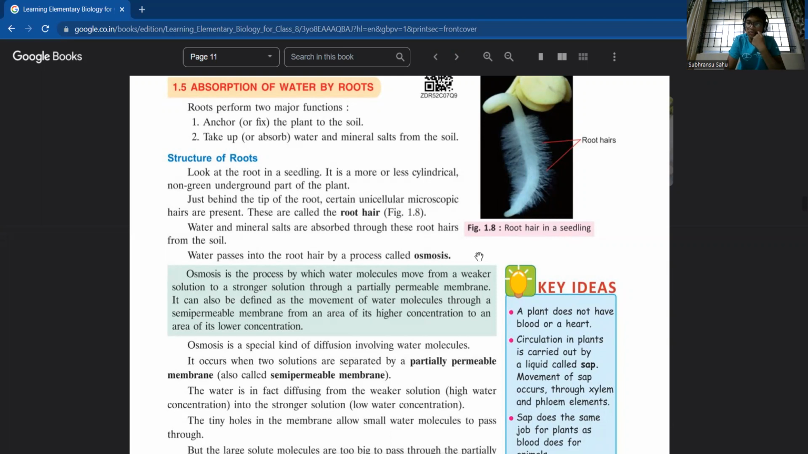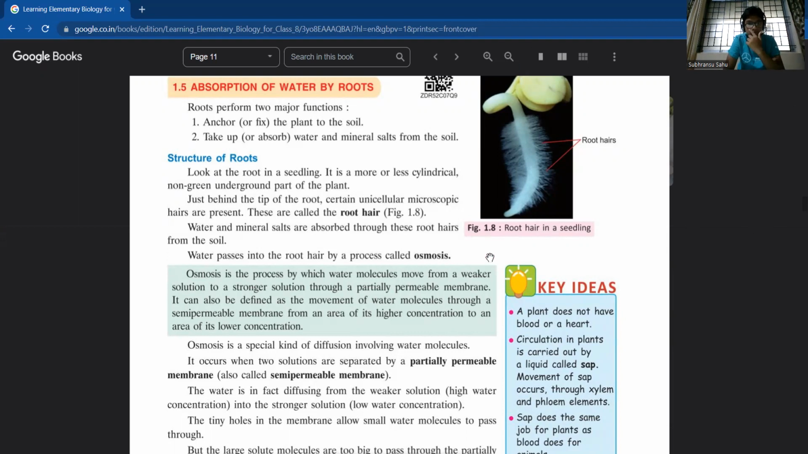Water passes into the root hair by a process called osmosis. Osmosis is the process by which water molecules move from a weaker solution to a stronger solution through a partially permeable membrane. If you want to read the rest of the osmosis part, you can pause the video.